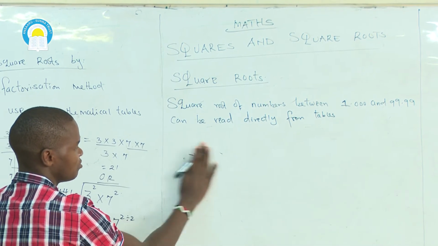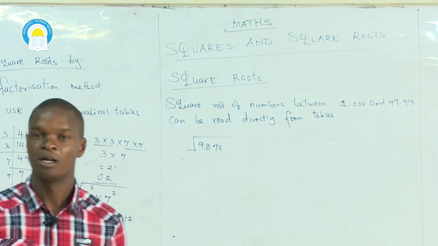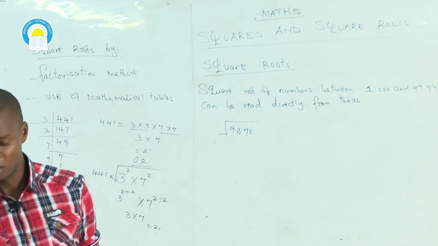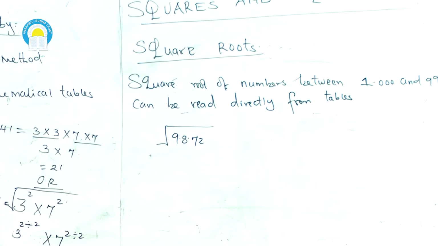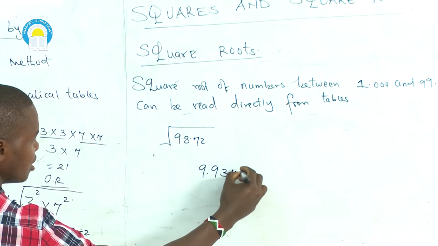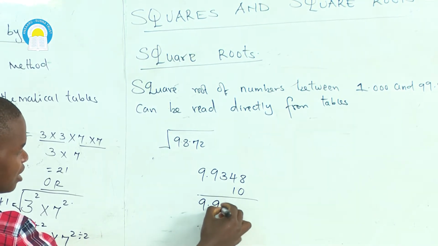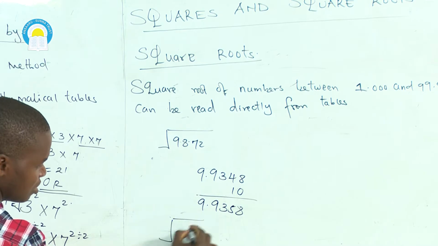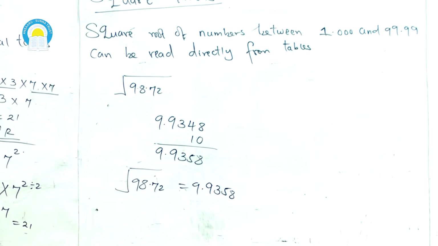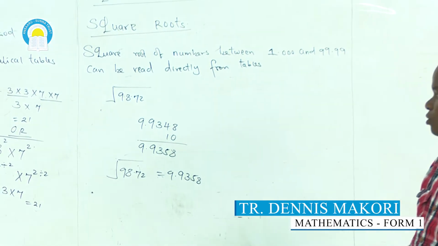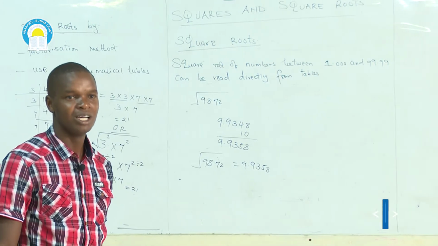98.72. We want to find the square root of 98.72. What you just do is to open your mathematical tables and look at where we have 98.7. In 98.7, we have 9.9348. Then you look at the difference column, we have 10. You add 10 to the last digit, whereby you find 9.9358. So this means the square root of 98.72 is 9.9358. That's how you find the square root of numbers by use of tables. So any number between 1.00 and 99.99, the square root of that given number can be read directly from the table.